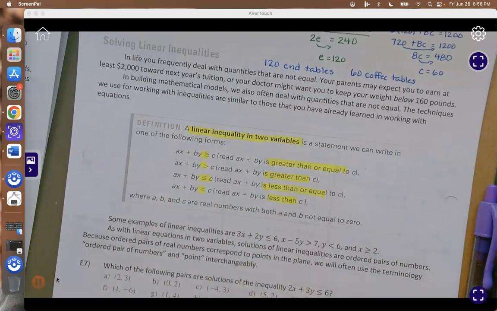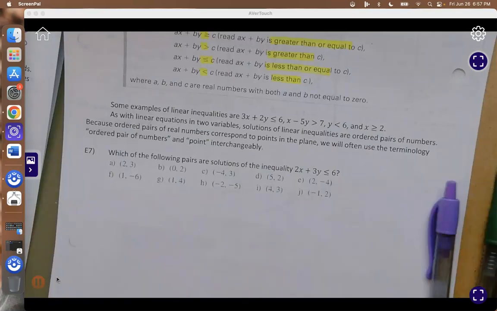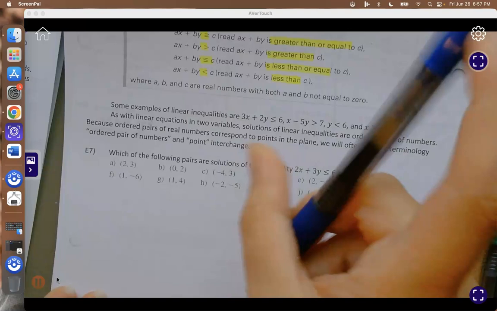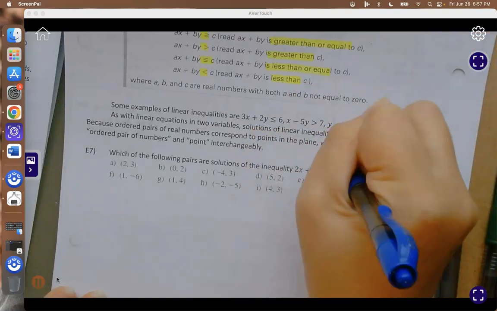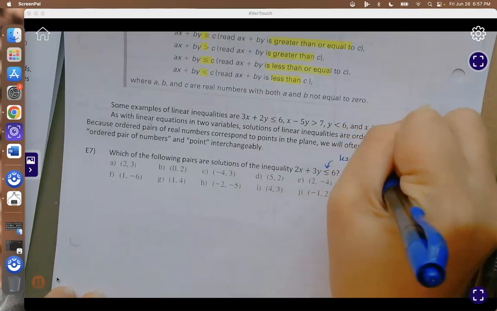Okay, and to find the solutions of an inequality, you find any ordered pair that makes the statement true. And unlike a system of equations, it can have multiple solutions, because remember it says less than or equal to. Well, there's a bunch of numbers that are less than or equal to, or less than. So what we're going to do for this inequality is see which of these ordered pairs are solutions to this inequality. Now, remember the symbol is less than or equal to.